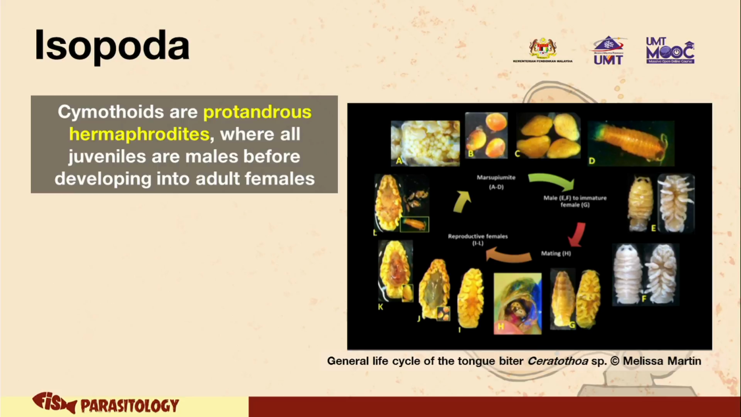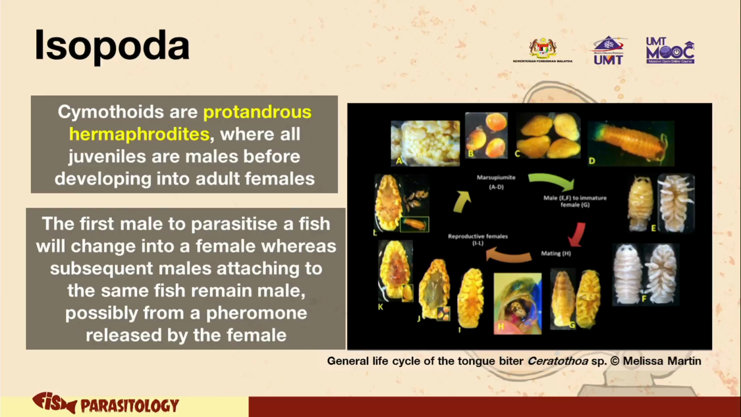The female releases up to 100 eggs at a time into a brood pouch on the underside of her abdomen. The eggs hatch and undergo 2 or more molts to form juveniles, which are released into the water to seek out a suitable host. The first male to parasitize a fish will change into a female, whereas subsequent males attaching to the same fish remain male, possibly due to a pheromone released by the female. If one were to see cymothoids in the fish tanks, the best approach is to remove the adult cymothoids. If manca are found, then it would be best to have freshwater baths.